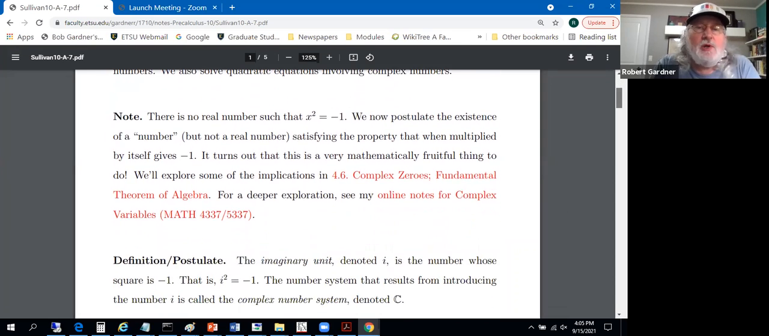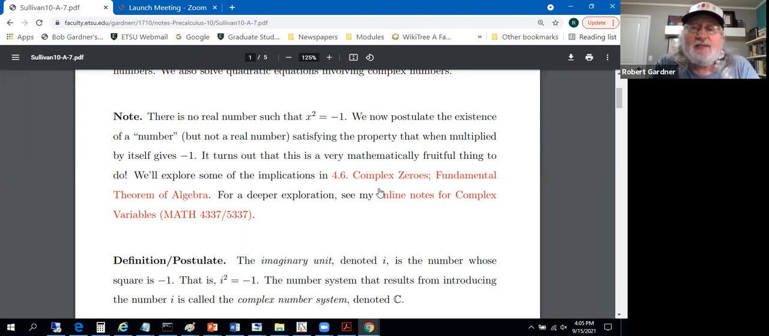As you know, there's no real number x such that x squared equals -1. We now postulate the existence of a quote-unquote number, not a real number, satisfying the property that when multiplied by itself, it gives -1. It turns out this works, which is a bit of a surprise. It turns out this is a very mathematically fruitful thing to do.